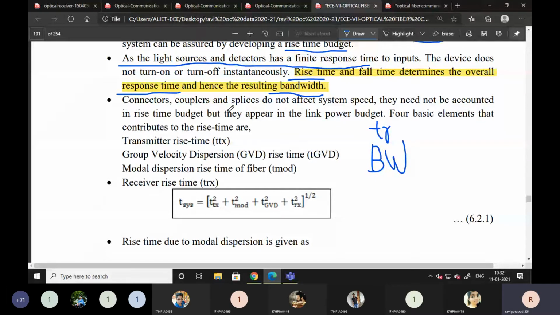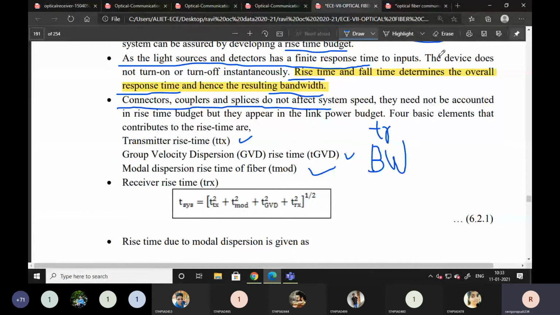Connectors, couplers, and splices do not affect the system speed. Here we are not going to consider splices, connectors, or couplers. They need not be accounted for in the rise time budget, but they appear in the link power budget. So the basic elements that contribute to the rise time are: first, transmitter rise time; next, group velocity dispersion rise time; next, modal dispersion rise time. These are the essential rise times we are going to analyze for the rise time budget.